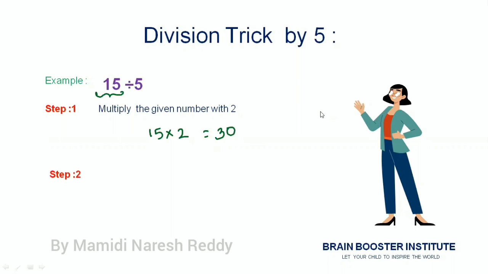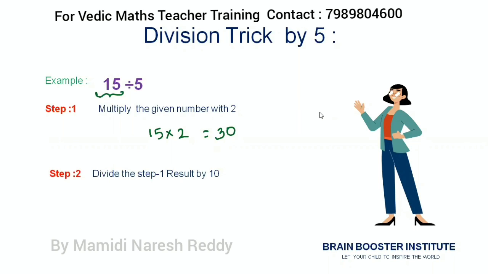Now, let's see the step 2. Divide the step 1 result by 10. Let's see, my dear friends, the step 1 result. What is the step 1 result, my dear friends? That is 30. 30, what do we have to do? We have to divide the step 1 result with 10. Let's divide with 10, my dear friends. So 30 by 10 means 10 ones and 10 threes. Now the answer would be 3.